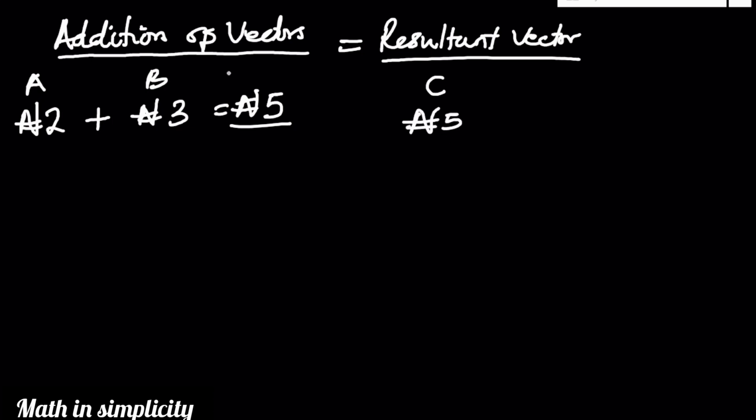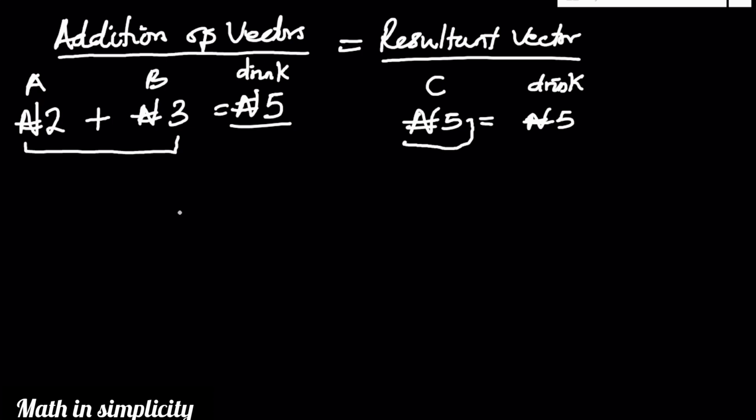Now you see that, let me specify this drink. Now you see that student C can also purchase the drink of 5 Naira without any help whatsoever. So we can say that the amount of money student C has is the resultant of the amount of money student A and student B have all together. So you see that only student C can purchase the same thing student A and B can purchase. So that's what I mean by resultant.